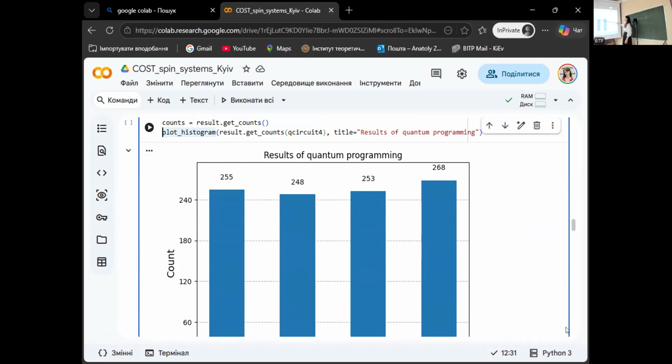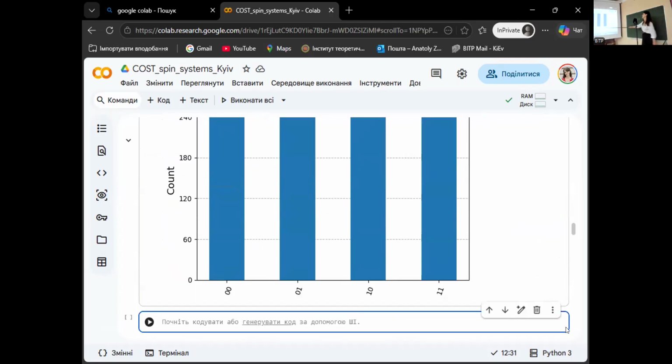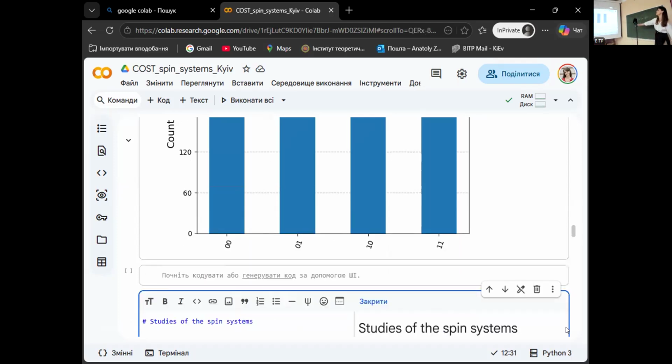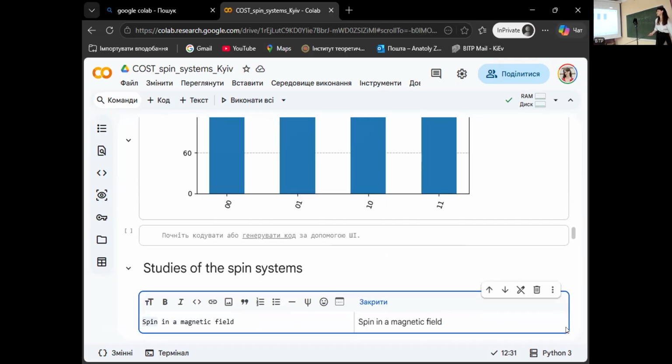So we have the number of shots equal to 1024, and 255 times we achieve that the state of qubits is 0, 0. Other results were 0, 1, 1, 0, and 1, 1. So we have a histogram corresponding to the results of measurements. And on the basis of this data, we can calculate the properties, or we can find the answer.